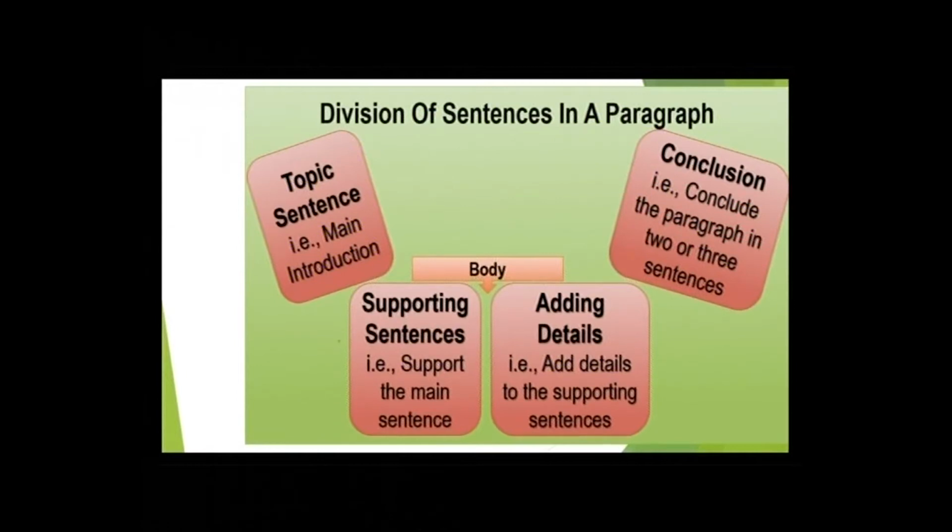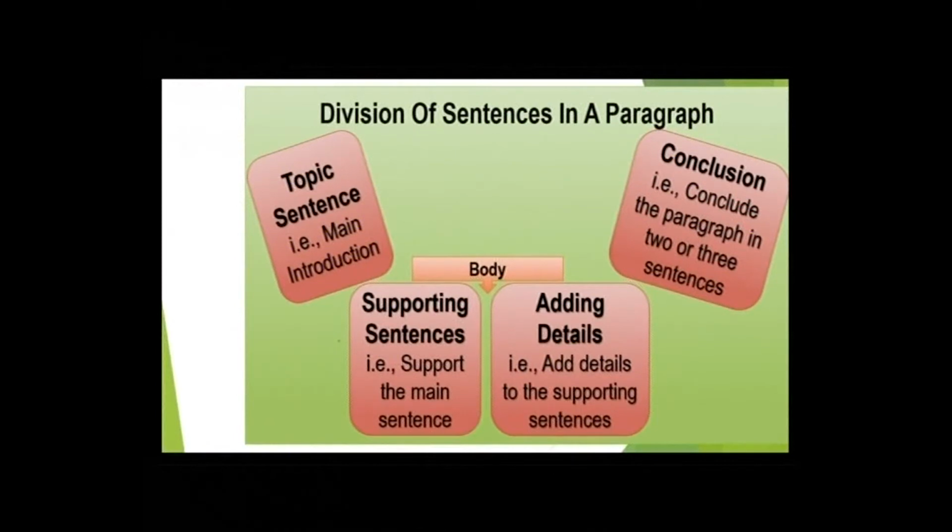Second one is supporting sentences. These sentences support the main sentence. And the main sentence, what is the main sentence? That is the topic sentence. Sentences which support the main sentence or topic sentence are called supporting sentences.